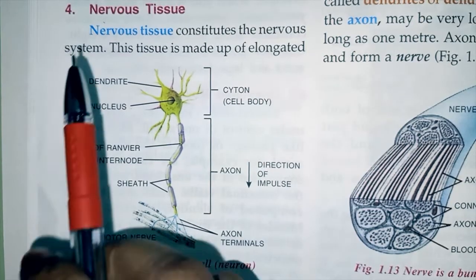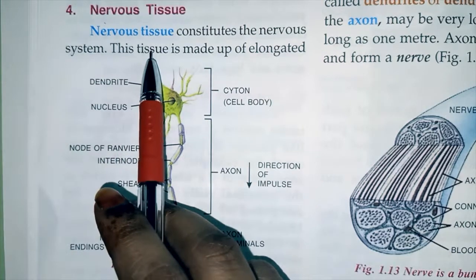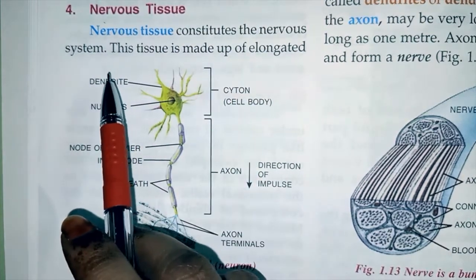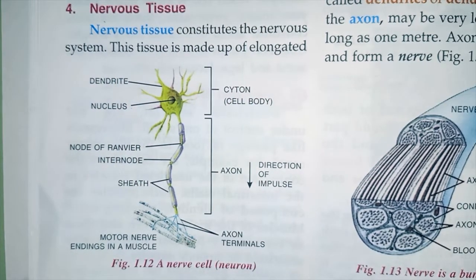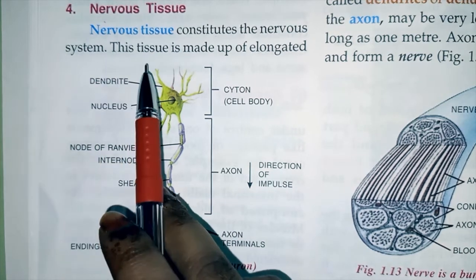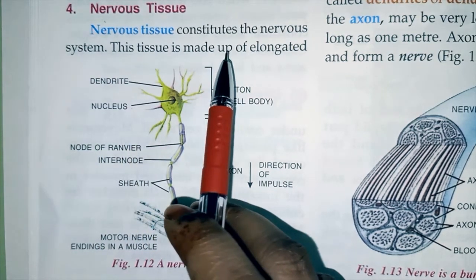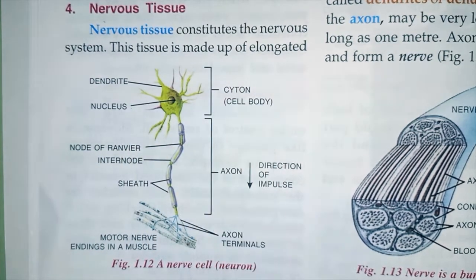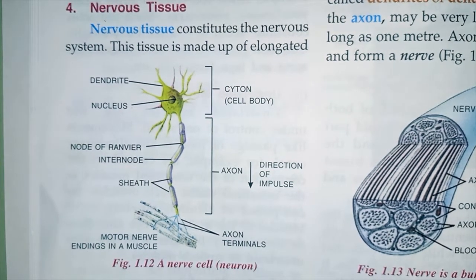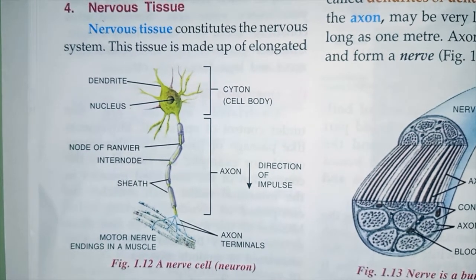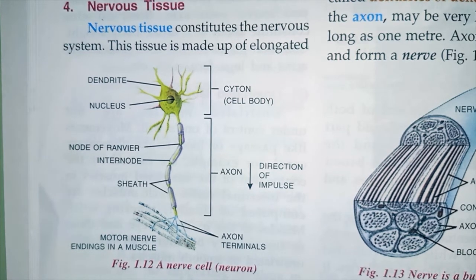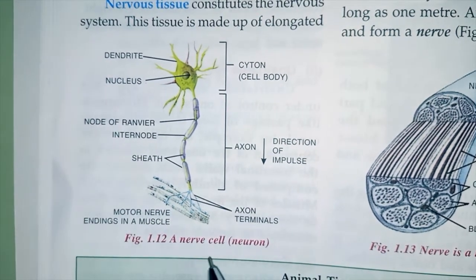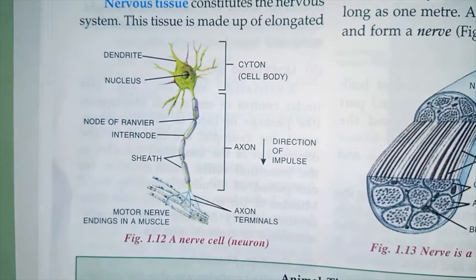Number 4 is the nervous tissue. Nervous tissues constitute the nervous system. Nervous system में कौन से tissues होते हैं? Nervous tissue. Okay. This tissue is made up of elongated cells called neurons. Now, nervous system में कौन सा cell present होता है? Neurons. Okay. This is a neuron. Neuron is a single cell. This is the longest cell in our body.